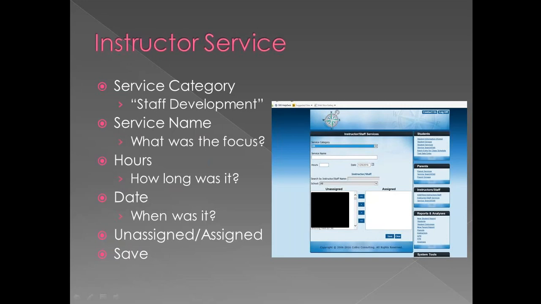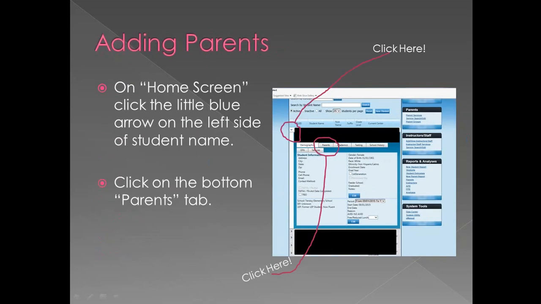The next section is adding parents. So this one is a little trickier, and this is how we will measure our statewide objective of family and parent engagement. Okay, so on your home screen, you have that little blue arrow, the same arrow that you use to inactivate your students.